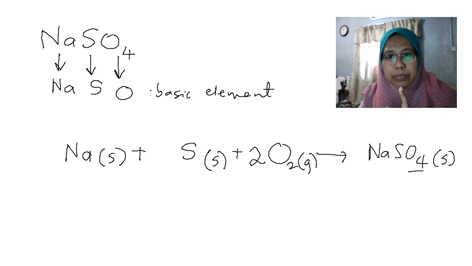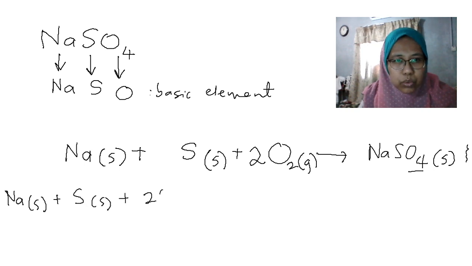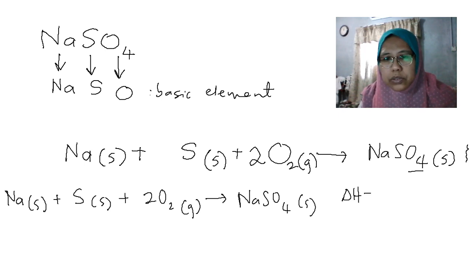Why? Because for thermochemical, we need to put the delta H at the back. I don't have much space at the back here, so I want to write this down. Plus sulfur, solid, plus 2O2, gas, becomes NaSO4, solid, and write down delta H equals, I don't remember, negative 1398 maybe kilojoule per mole.